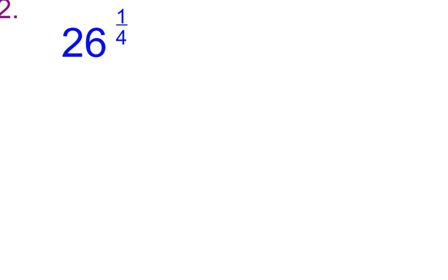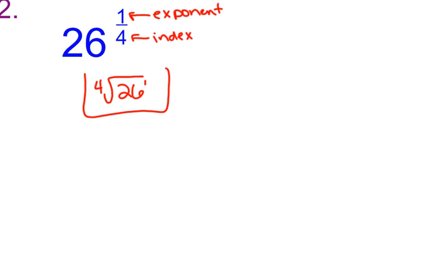So the second one, the same thing would be done with just plain old numbers, not always variables. So again, this is my index, this is my exponent. So for this problem, I would have the 4th root of 26 to the 1st. If I could break down that 4th root, I would have to, but that's not a perfect 4th, so I'm going to leave it alone. That's my final answer. Again, the 1 doesn't have to be there, but I'm going to leave it there so you see where that 1/4 went.